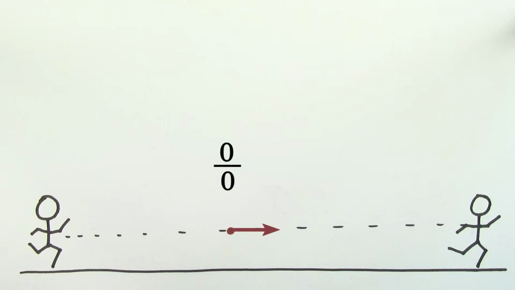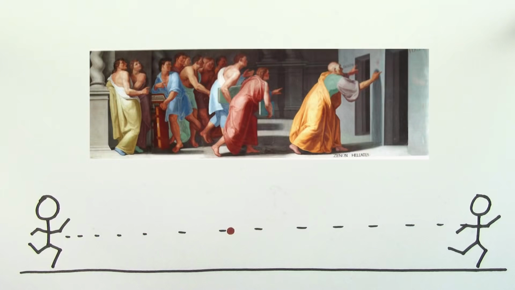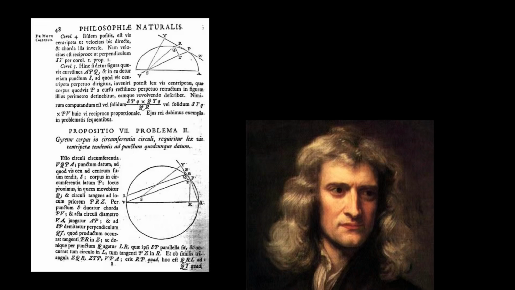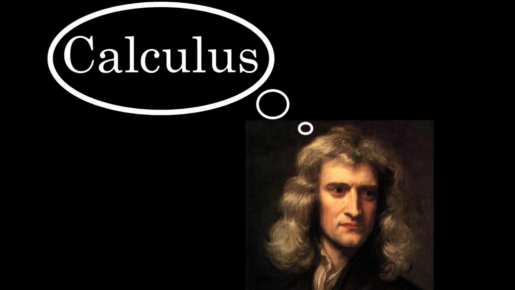But that's basically 0 divided by 0, and for a long time, no one could make any sense of this. In fact, since defining motion at a particular point in time seemed impossible, it made some ancient Greeks question whether motion had any meaning at all. They wondered whether motion was just an illusion. Eventually, Sir Isaac Newton developed a whole new way to do math that lets you figure out answers to these types of questions. Today, we call the math that Newton invented calculus.